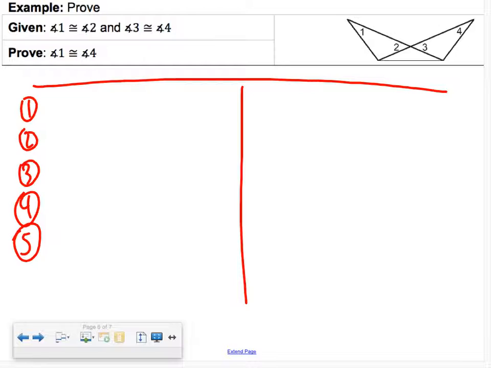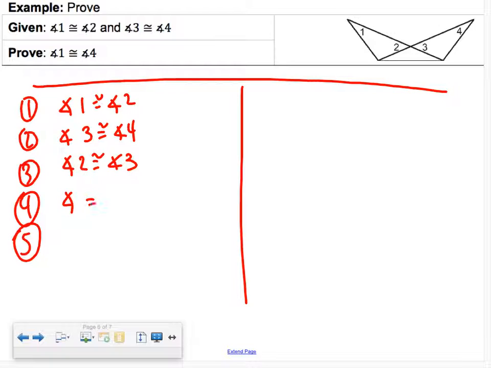First one is angle 1 is congruent to angle 2. Second line is angle 3 is congruent to angle 4. Once we've got that, we can say that angle 2 is congruent to angle 3 because they're vertical angles. And then we can now say angle 1 is congruent to angle 3, and therefore angle 1 is congruent to angle 4. All right, give it a pause right now and see if you can figure out what the reasons are.